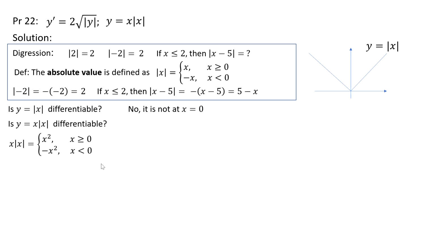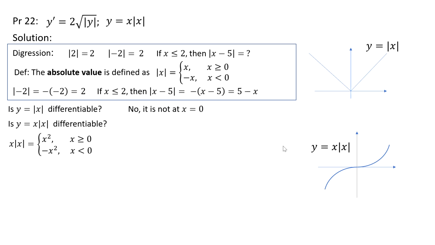So what that means is the graph of x times absolute value of x looks like this. On the right side of 0, on the positive half, you have a parabola that opens up. On the left hand side, you have a parabola that opens down. Right? This is how the graph looks like.